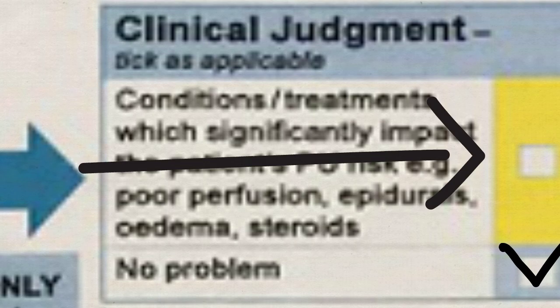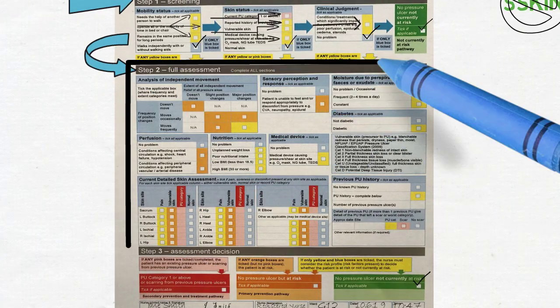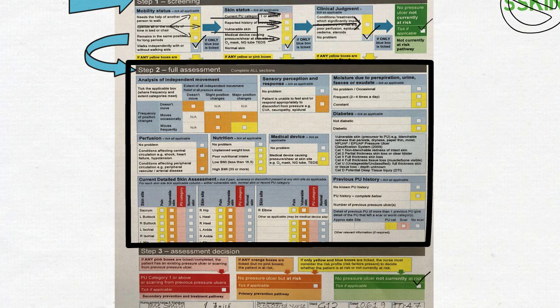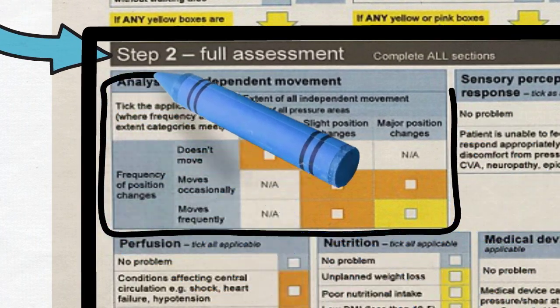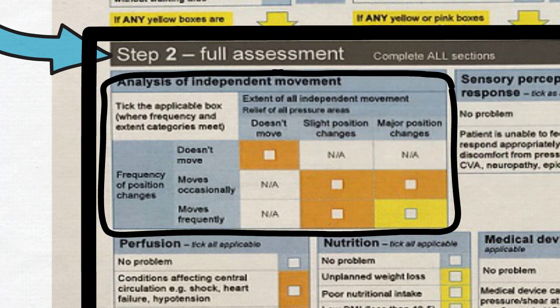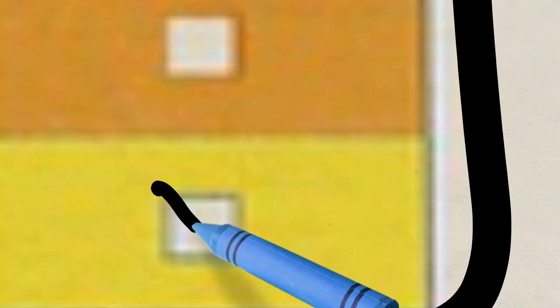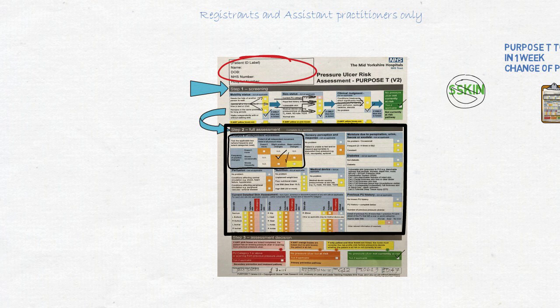Step 2. All sections in step 2 need to be completed by ticking the most appropriate box in each section. For example, analysis of independent movement. If your patient is able to independently make position changes, such as standing, transferring from bed to chair, and does this at least hourly, the yellow box should be ticked. However, if they only shuffle 2 to 4 hourly, the orange box should be ticked. You can then move on to the following sections and complete as appropriate.